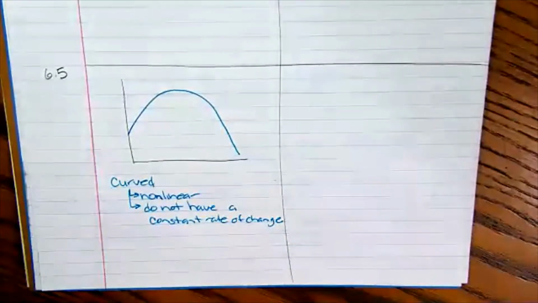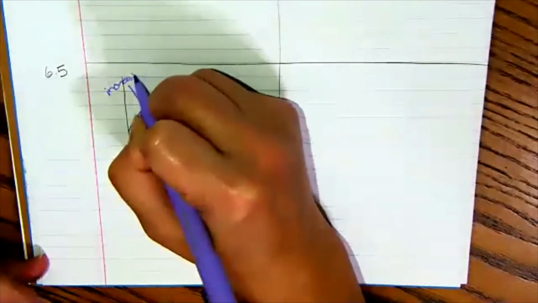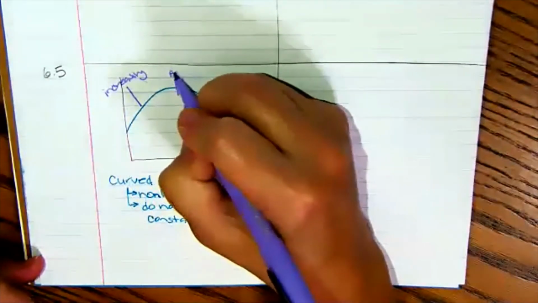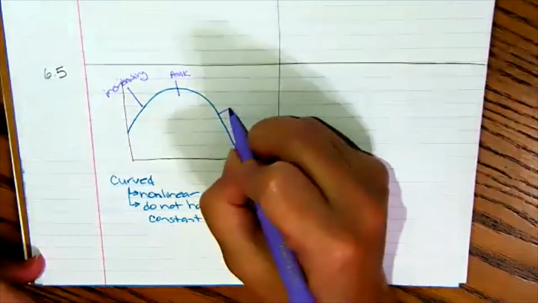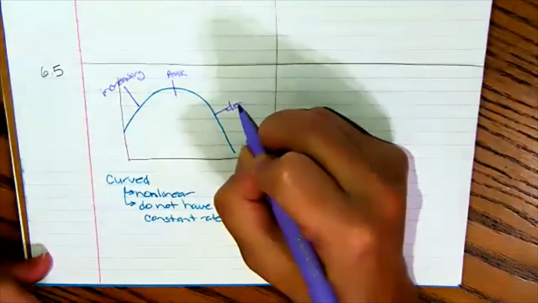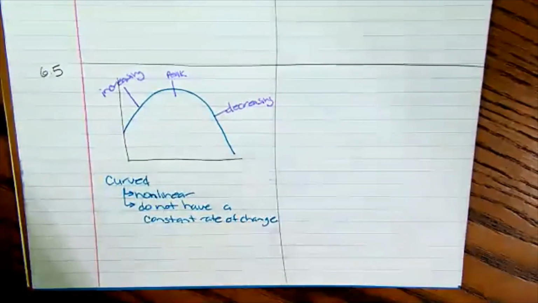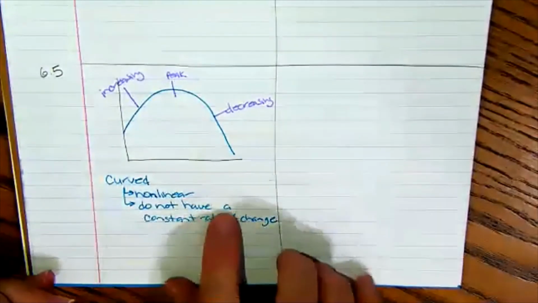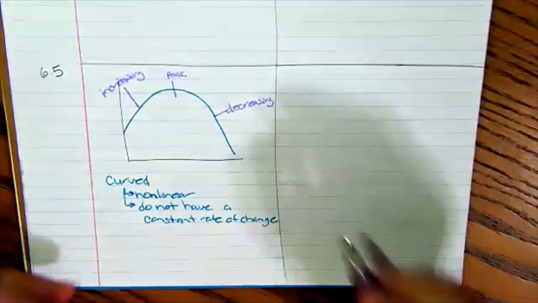Okay. When it is going up, when it is positive, this is increasing. It reaches a peak. And then when it's going down, this is decreasing. So nonlinear does not have a constant rate of change. It's usually curved.